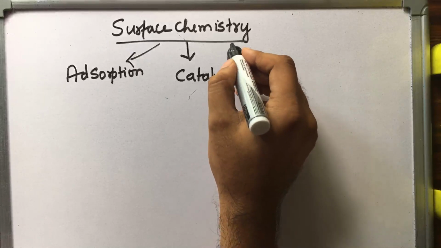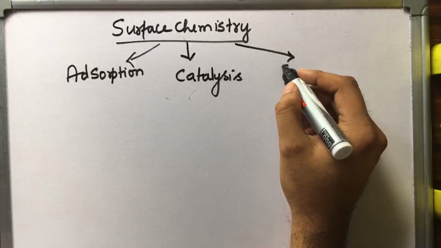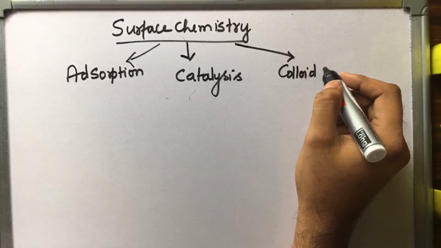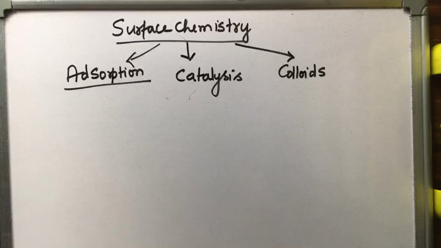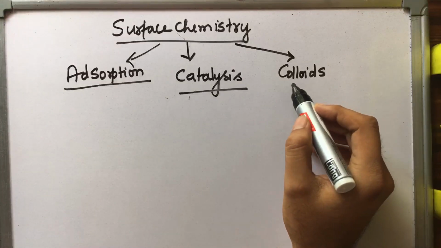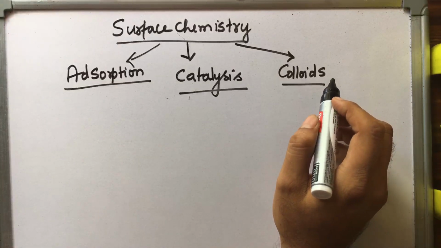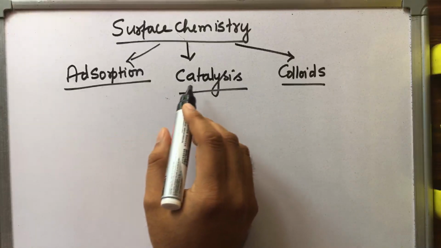Catalysis. The third part of this chapter is said to be colloids. So already we have finished the concept of adsorption. Now we need to study something about catalysis. Yesterday we started the concept of catalysis, and the last part of this chapter would be colloids.